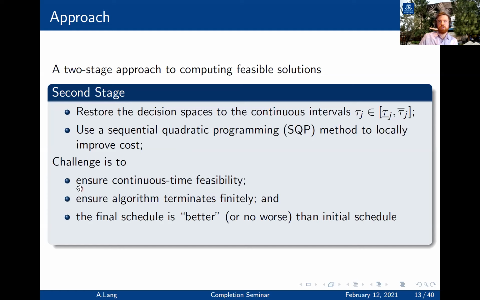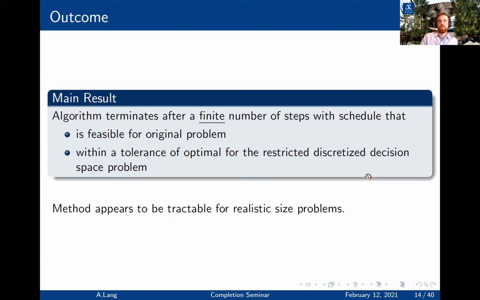So the challenge of this stage is to ensure continuous time feasibility throughout the algorithm, to ensure that the algorithm terminates finitely, and that the final schedule is better, or at least no worse, than the initial schedule. So the main result of our two-stage algorithm is that it terminates after a finite number of steps with a schedule that is feasible for that original non-convex semi-infinite program, and is within a tolerance of the optimal for the restricted discretized decision space problem. And as we'll see in the next numerical example, this method appears to be tractable for realistic sized problems.